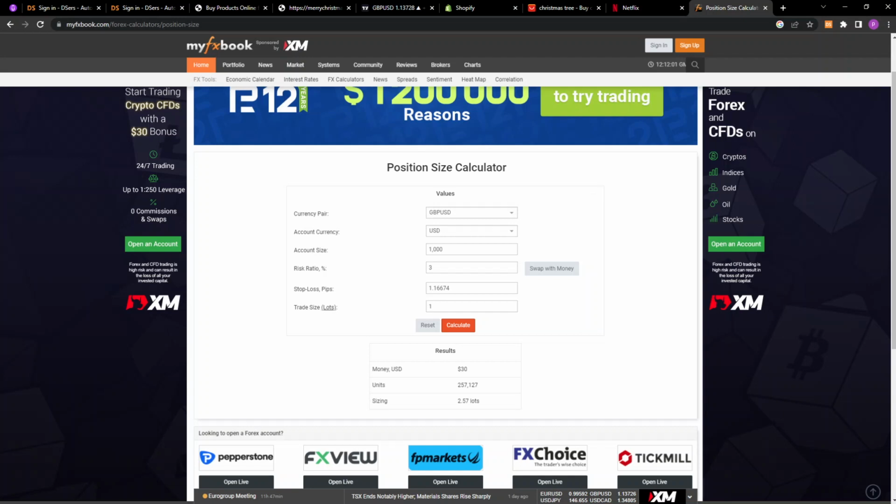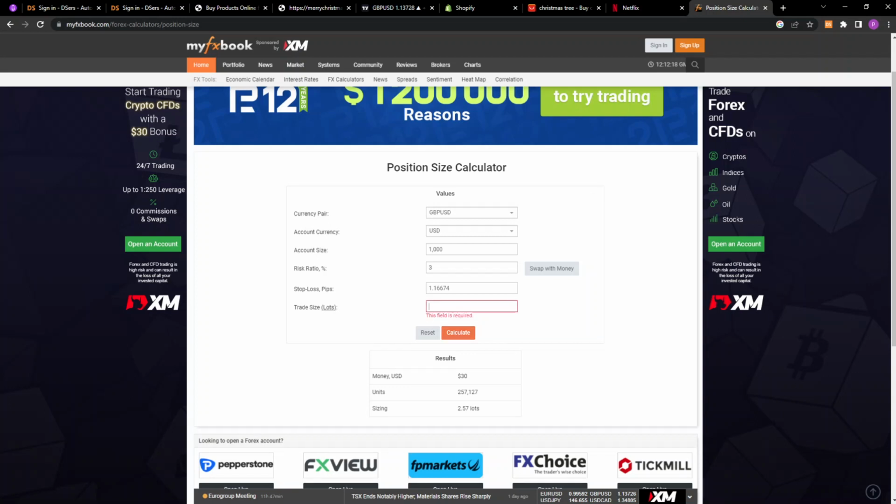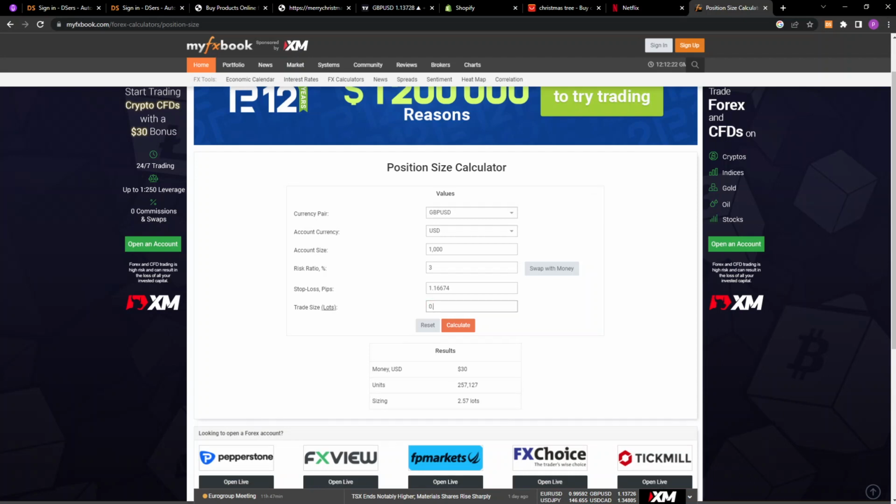Okay, this is the lot size we're required to use. Trade size. Let's say we're going to be using 0.5. Let's calculate now and see.